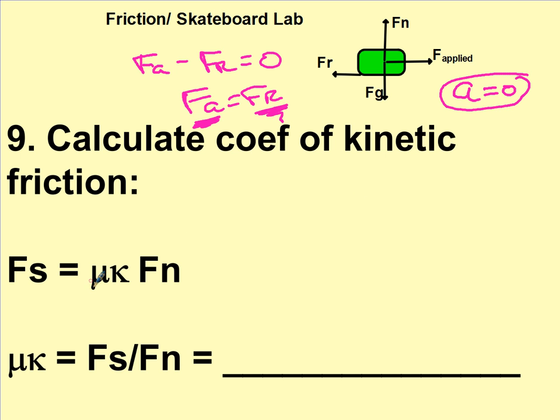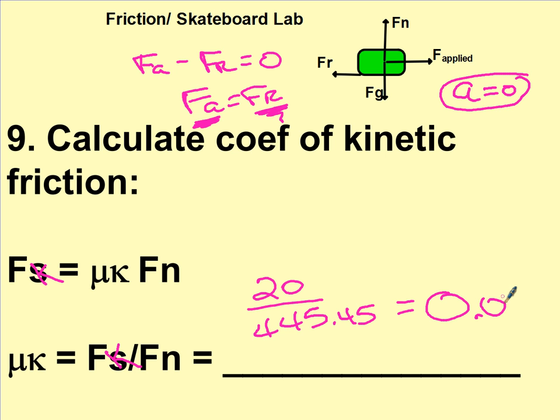Solve it. Fk is mu k Fn. So mu k is Fk divided by Fn. In this case, it's 20 divided by 445.45. And you get a coefficient of kinetic friction in this hypothetical case of 0.04. Oh, we're just going to call this 5 because we got a lot of 9s after this. Now you can conduct the friction skateboard lab on your own.